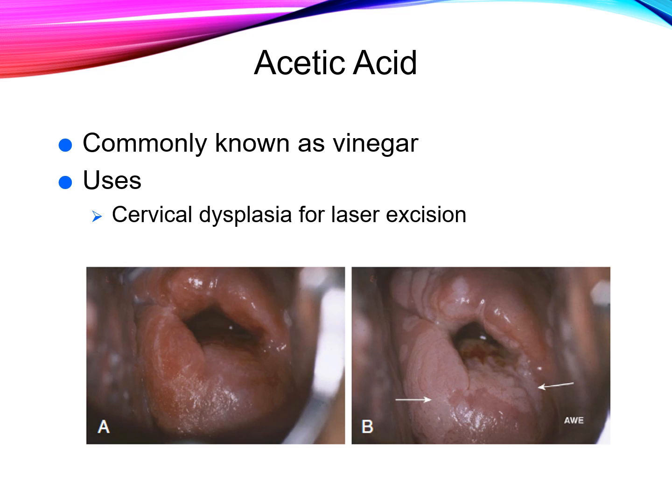Acetic acid, you probably know this more commonly as vinegar. This can be used for cervical dysplasia for laser excision. It will cause abnormal tissue to appear whiter than the surrounding tissue, which you can see in B, how it shows up more white. You don't want to use this with the Lugol solution because if you did, that tissue that was stained brown can interact with the effectiveness of the laser. That's why they prefer to use acetic acid anytime the laser is going to be used. So again, this is just helping you to visualize structures better.